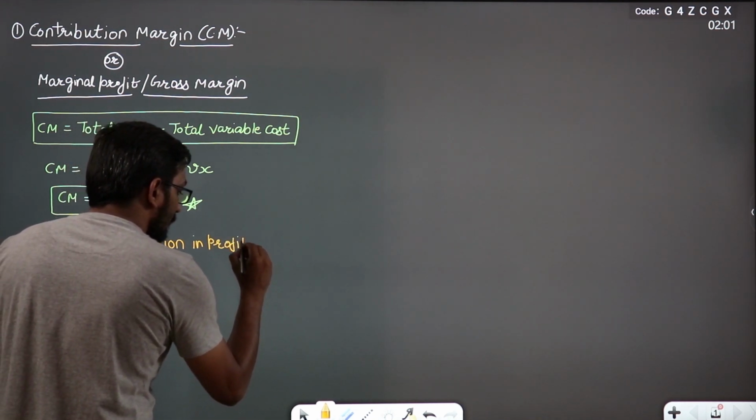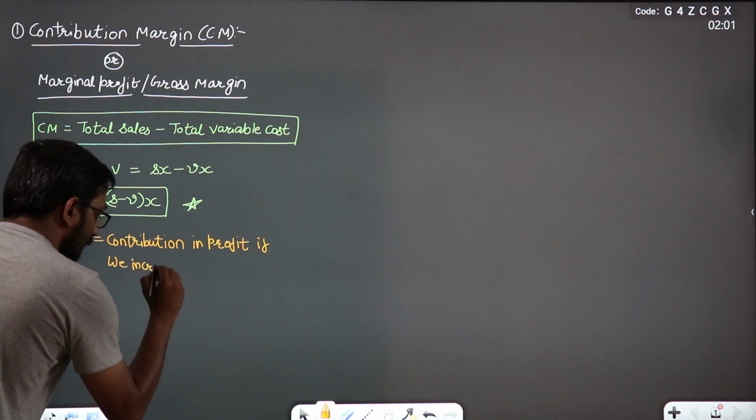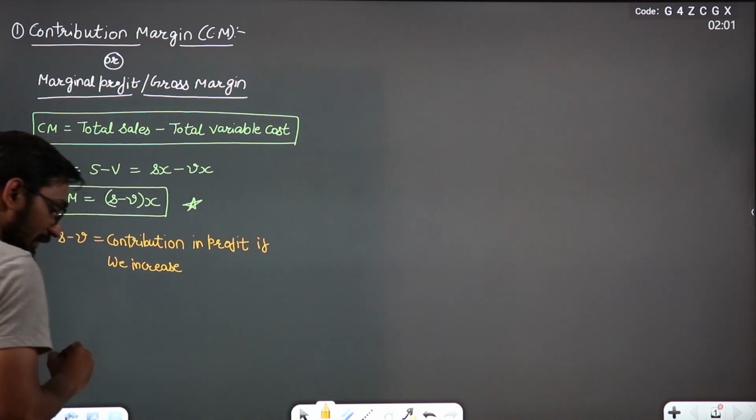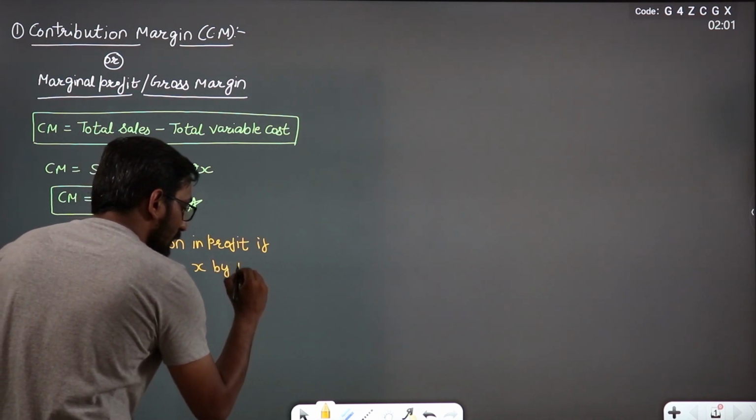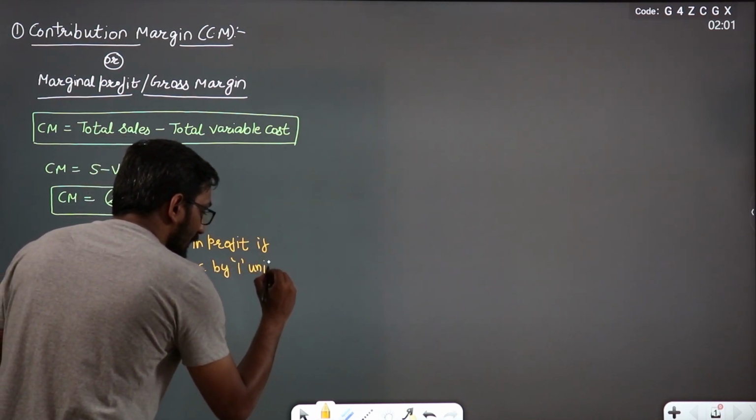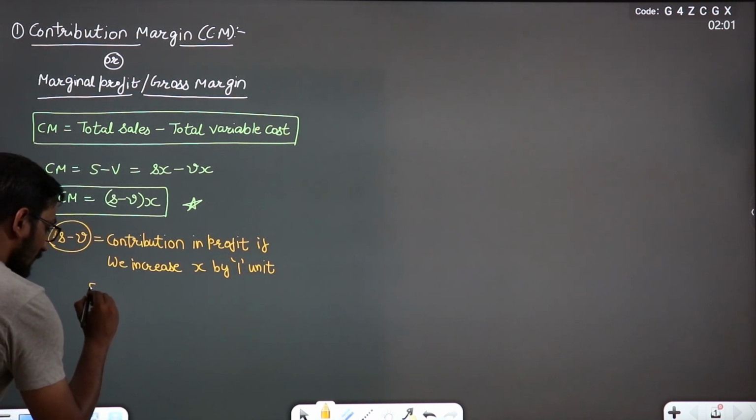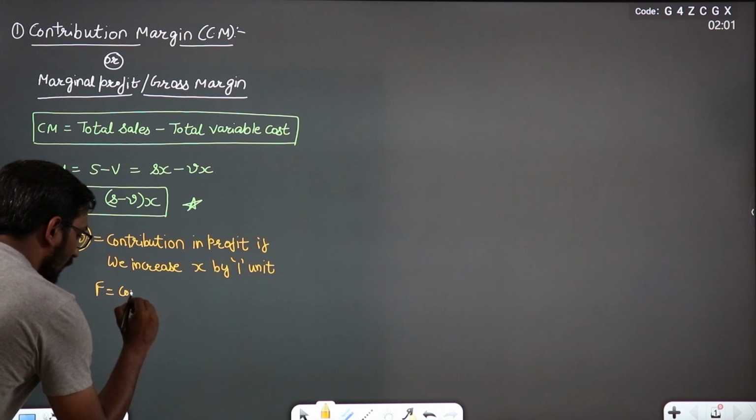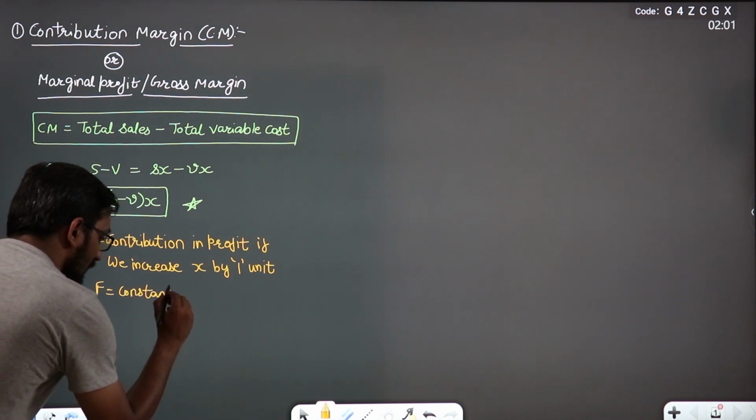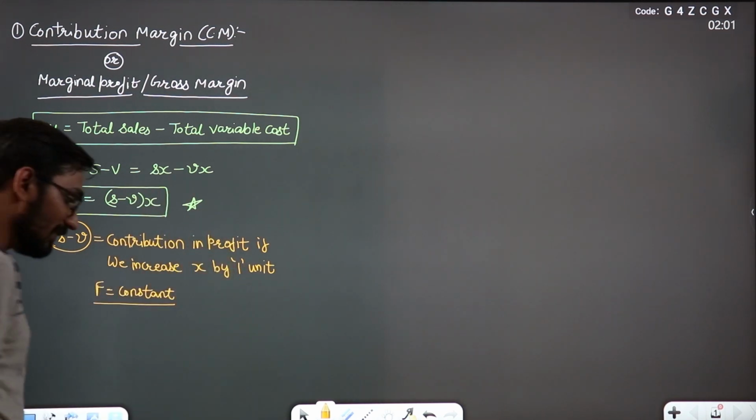Contribution in profit, if we increase x, the number of units produced, by 1 unit, will be this one only, because the fixed cost F is constant. It does not depend upon the number of units produced, so it will not change your profit. So this is the contribution margin, that is total sales minus total variable cost.